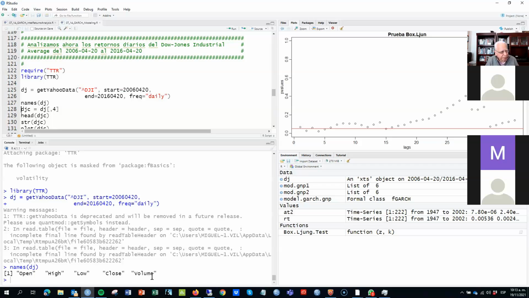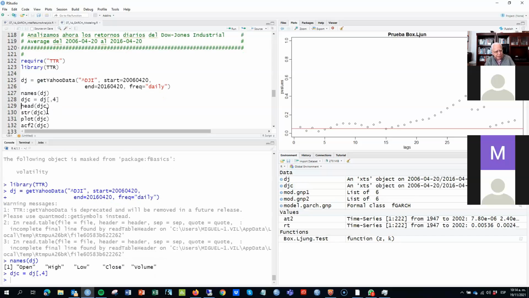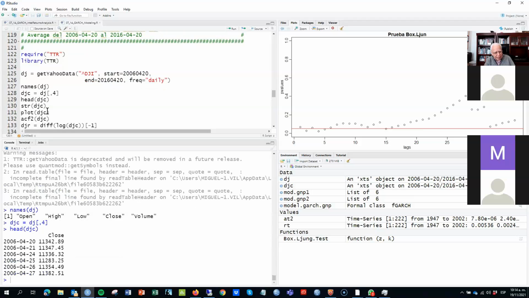So I'm going to use DJ, Dow Jones closing price, Dow Jones closing. That's why they put C here. It is going to be the fourth column, because that's 1, 2, 3, 4. That's the close price. Okay, the closing price is going to be the fourth column, and that's going to be my time series. That's how it looks. I have the date and I have the closing price for that particular day.